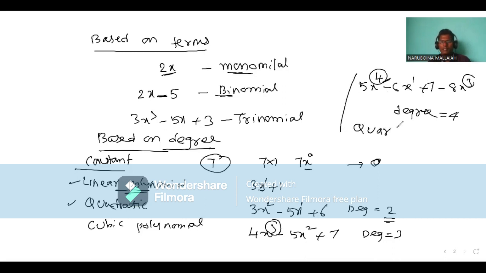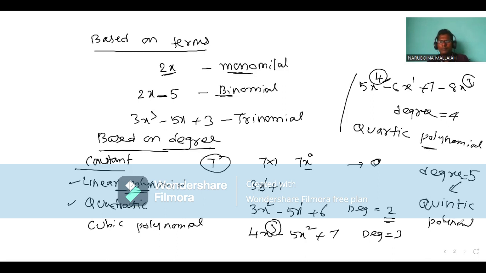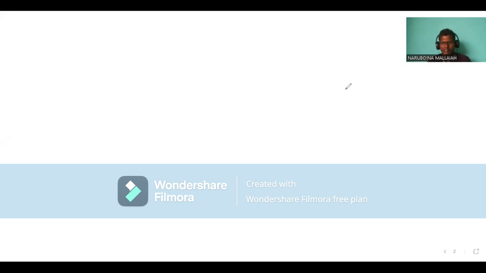If degree of an expression is 5, then that polynomial is called quintic polynomial. Okay, no need of learning other polynomials. Just these names are enough. Let us have a discussion on degree and coefficient. Degree of a polynomial.